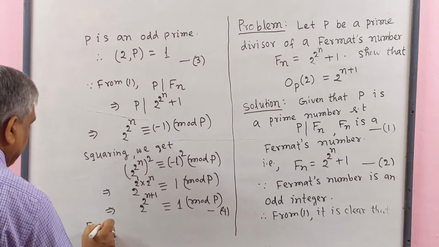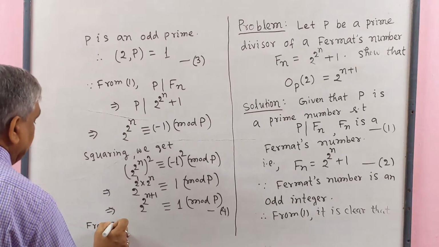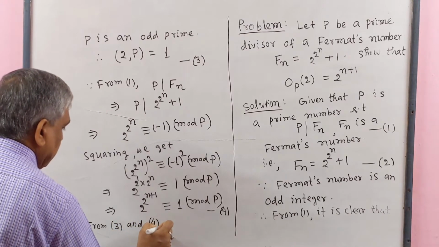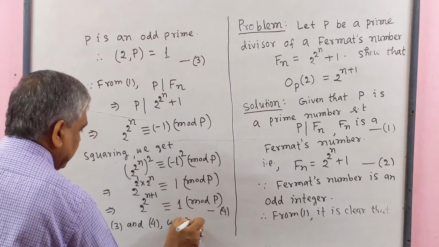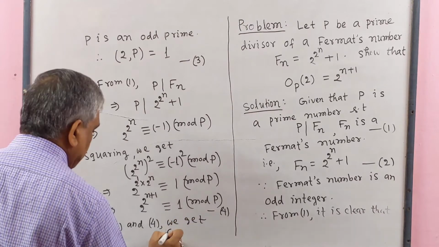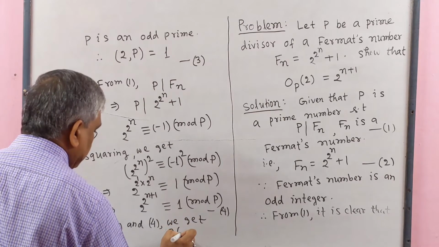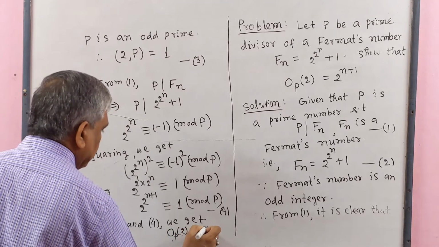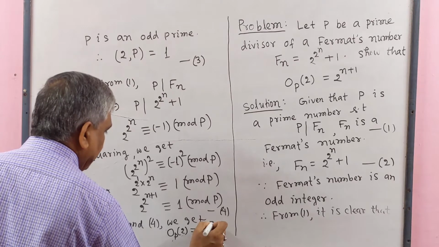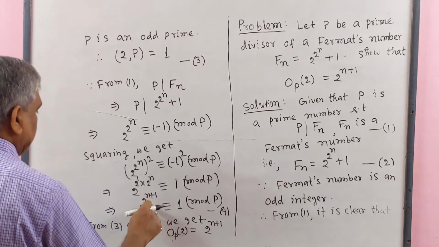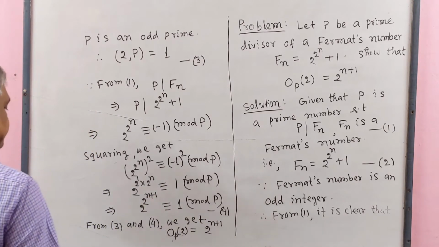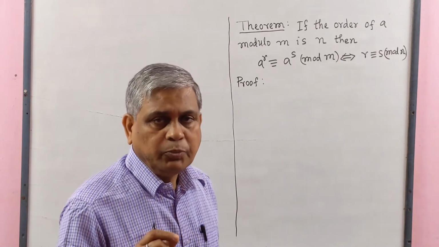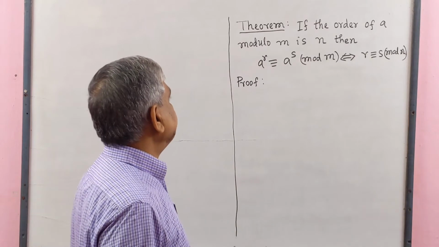From 3 and 4 we get order of 2 modulo P equal to 2 to the power n plus 1. Here 2 to the power n plus 1. Proved. Now we prove a theorem.